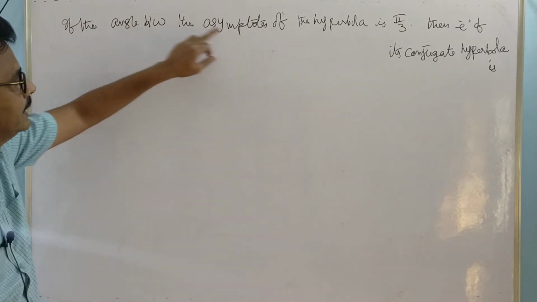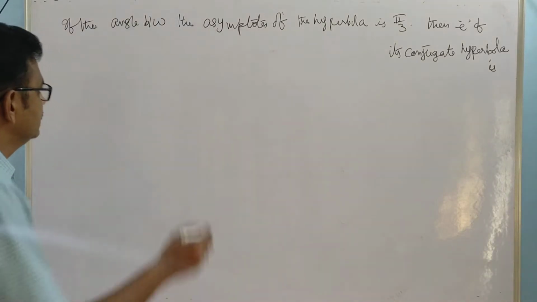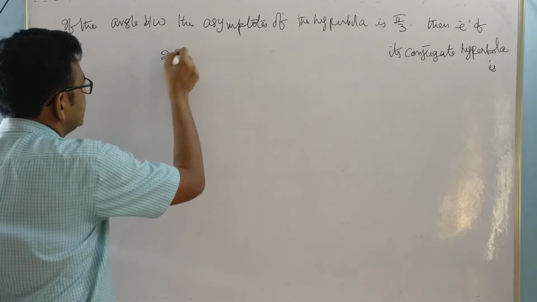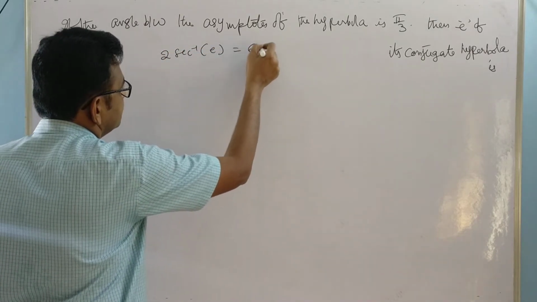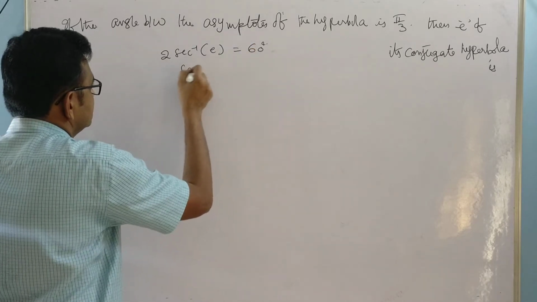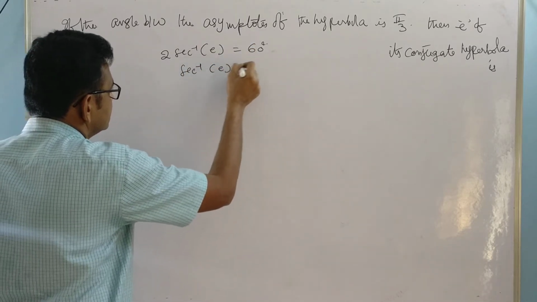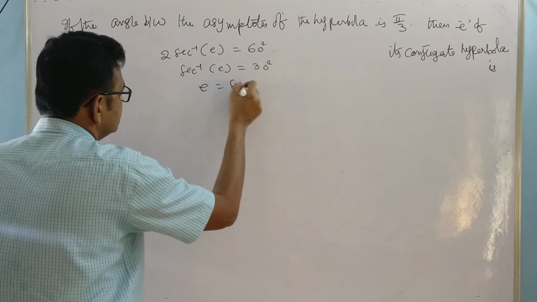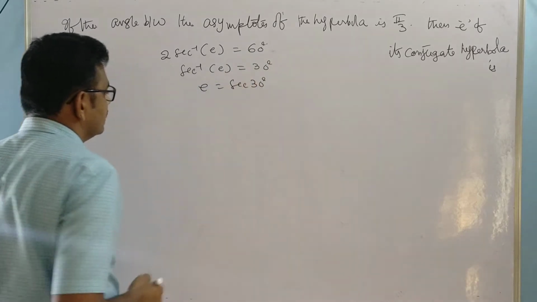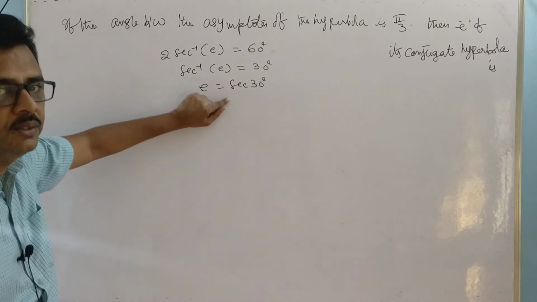The angle between asymptotes of the hyperbola is 2 secant inverse e, equal to pi by 3, that means 60 degrees. Secant inverse e is equal to 30 degrees. e is equal to secant 30. Cos 30 is root 3 by 2.